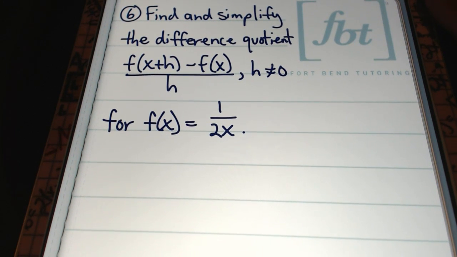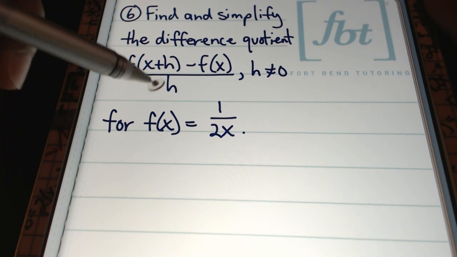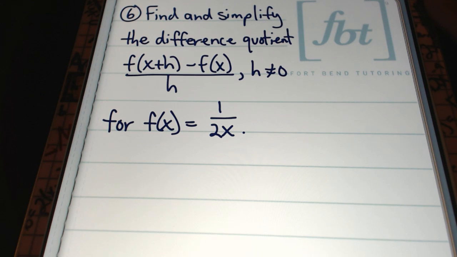In problem 6, we have to find and simplify the difference quotient, f of x plus h minus f of x, divided by h, where h does not equal 0, for our function f of x equals 1 divided by 2x. That's right. We have another rational expression, guys. We have a rational expression as our function that we need to input into the difference quotient. Okay, so let's go ahead and see how that plays out.